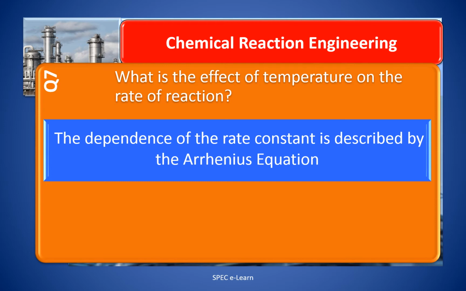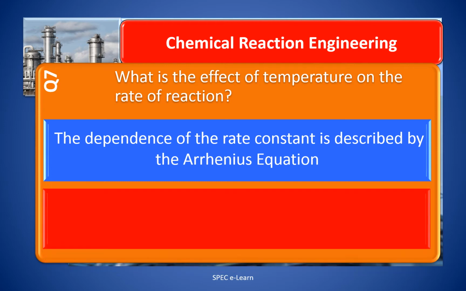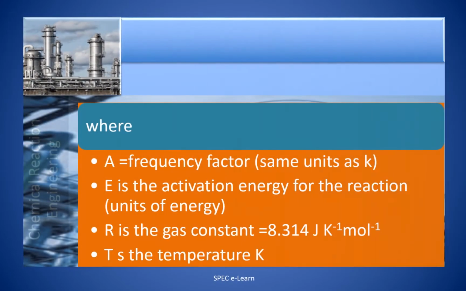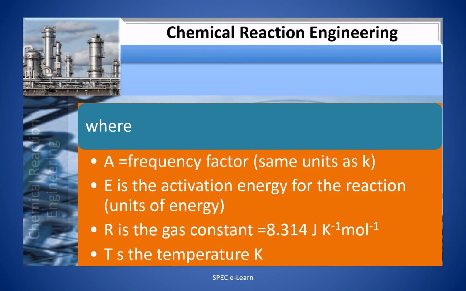The dependence of the rate constant is described by the Arrhenius equation, which states k equals A exponential minus E by RT, where A is the frequency factor, E is the activation energy for the reaction, R is the gas constant, and T is the temperature.